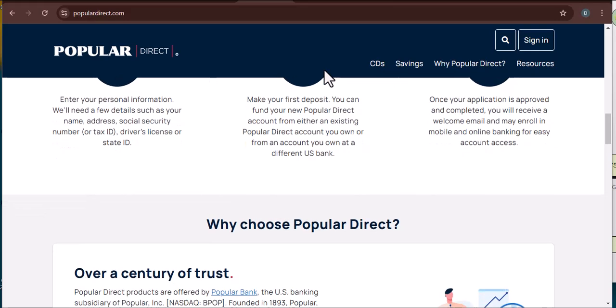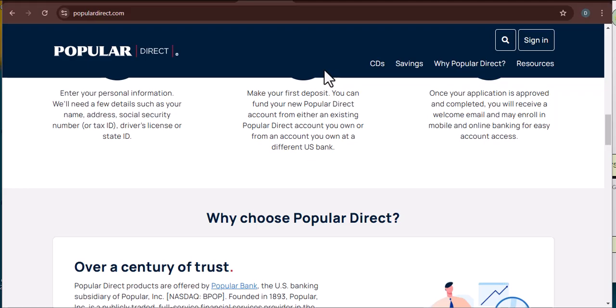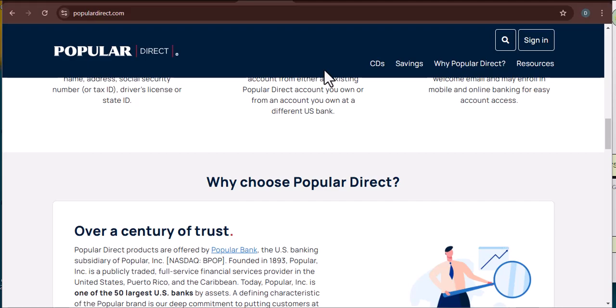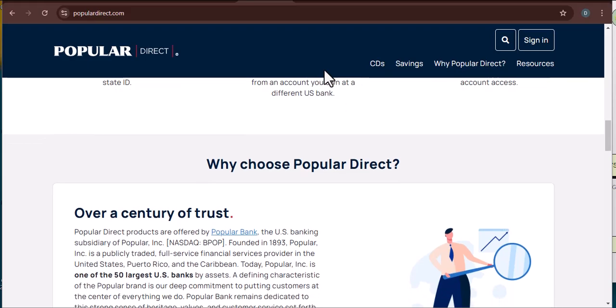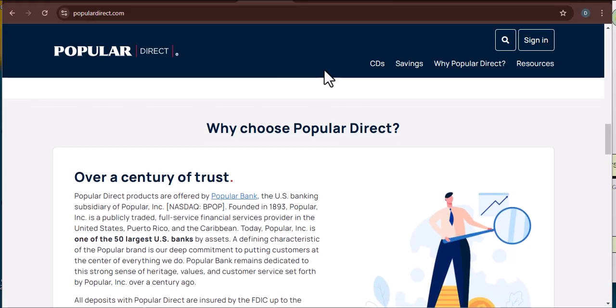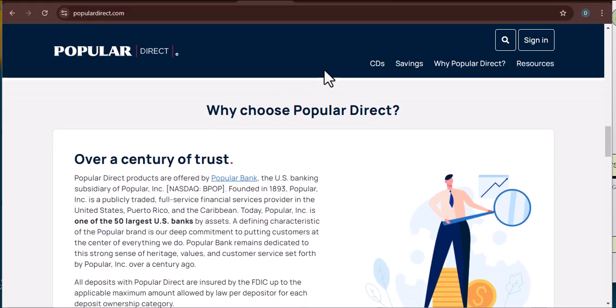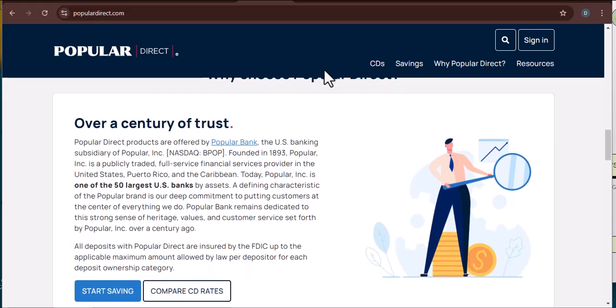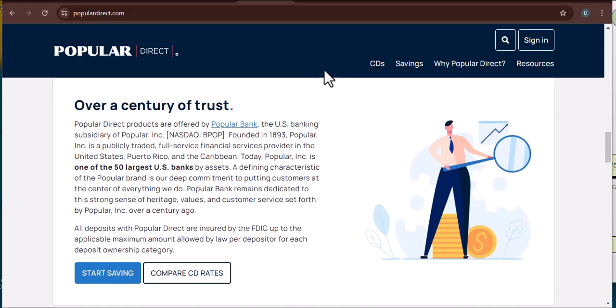Here are some additional tips for finding your Popular Direct account number. If you recently opened a new account, you may need to wait a few days for your checks or statements to arrive. If you've recently changed your account number, you'll need to use your new account number. If you're not sure which bank you have, you can contact Popular Direct customer service and they can help you determine which bank you have.